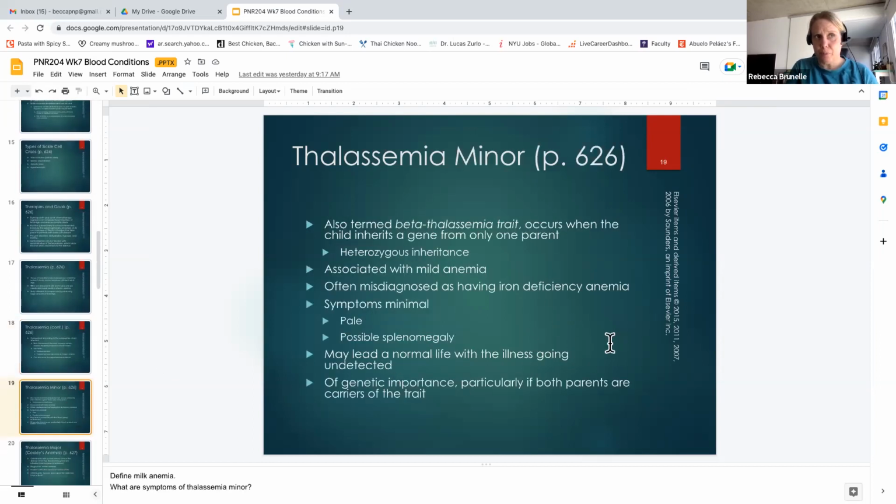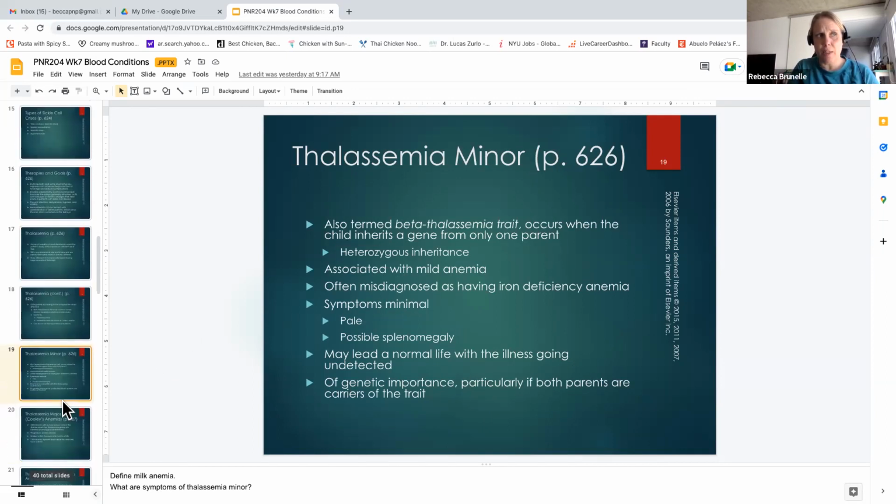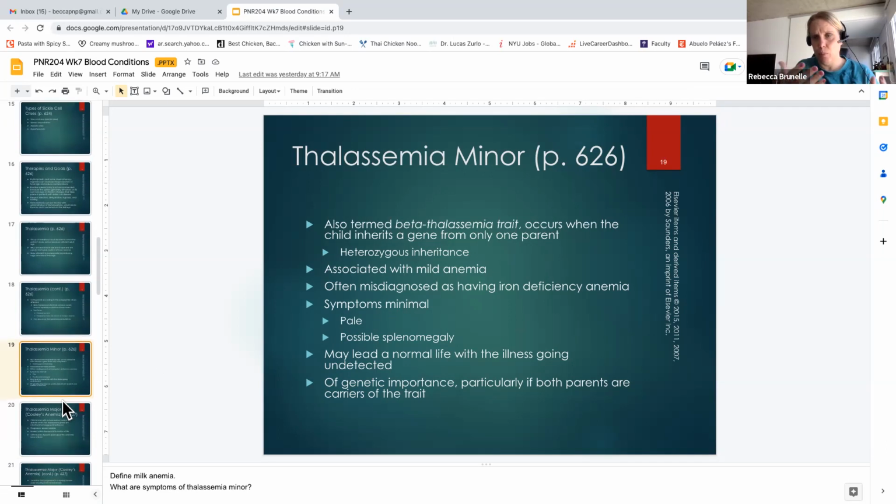So if they have the thalassemia major, it's almost always diagnosed early in life. They don't feel well, they're pale, they're not feeding well. It's obvious that they're sick. It's really important to educate the family that this is a lifelong illness. There's no cure for thalassemia. And it's primarily treated with repeat blood transfusions. So they'll get multiple blood transfusions throughout their life to maintain a level of normally functioning red blood cells.